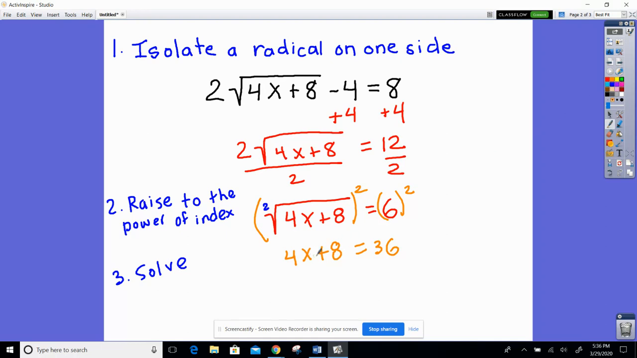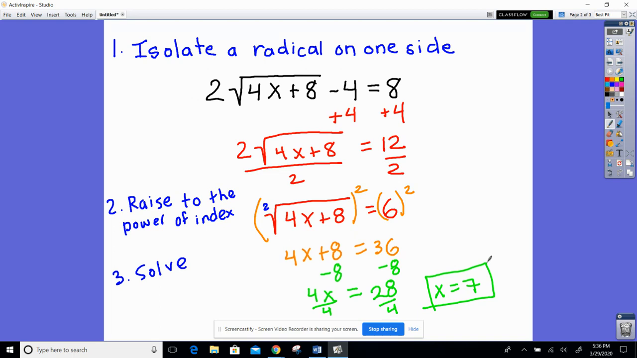So step 3, we're going to subtract 8, minus 8, minus 8. So 4x is equal to 28. All right, then I'm going to divide by 4, and x is equal to 7. However, we are not done because you always have to check to make sure you don't have any extraneous solutions.